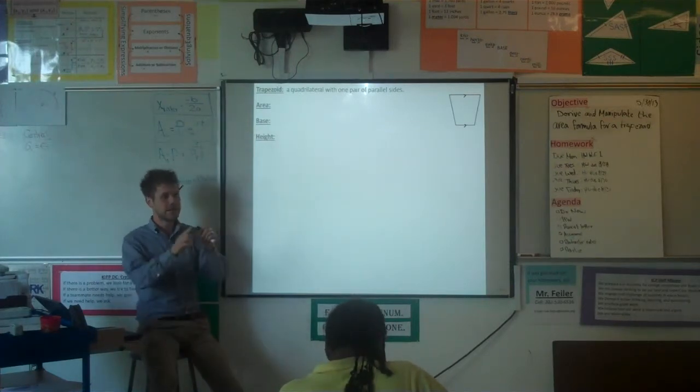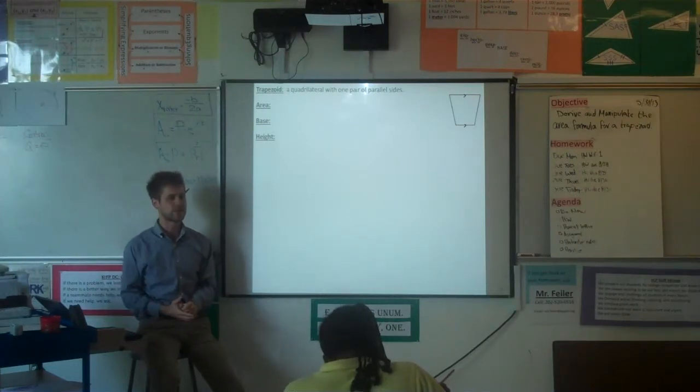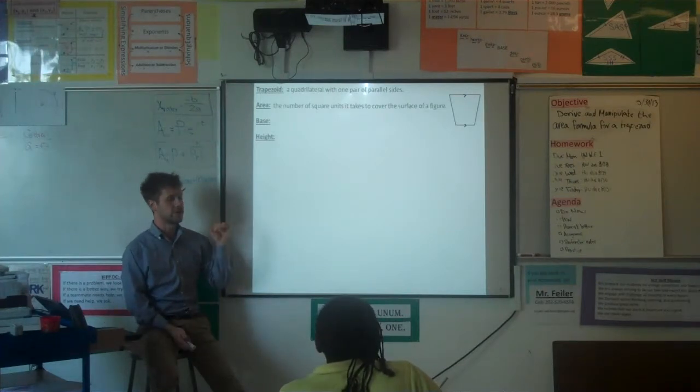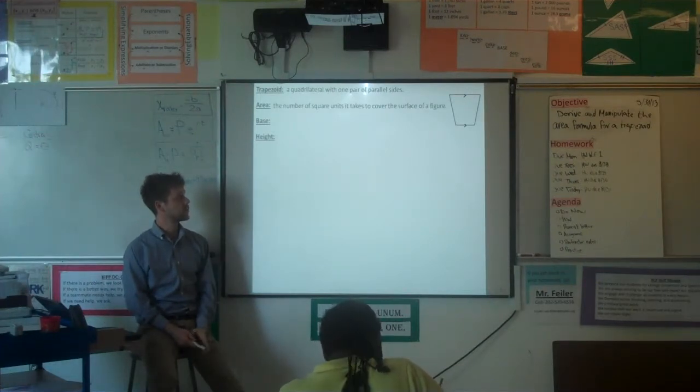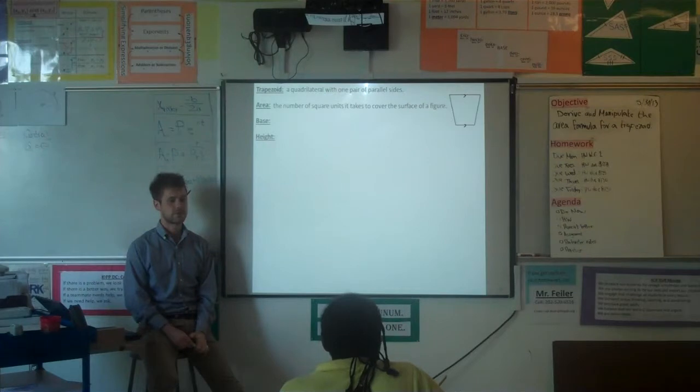So the area is the space inside. I'm going to describe it a little bit more specifically like this. The number of square units it takes to cover the surface of a figure. Okay, to fit inside of that figure. Okay, so Bree, your definition was pretty close.